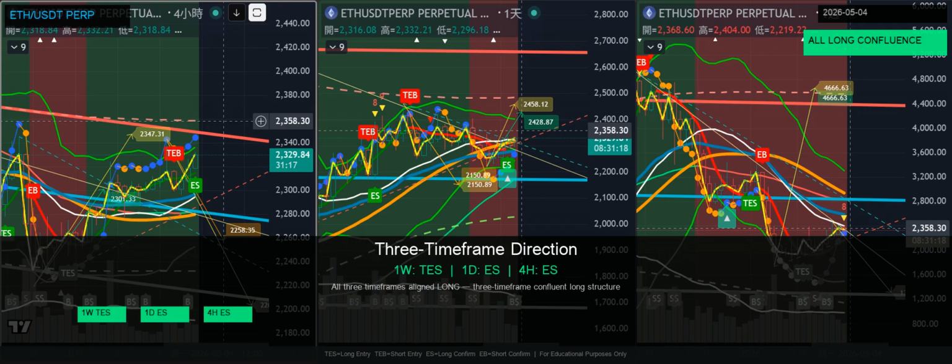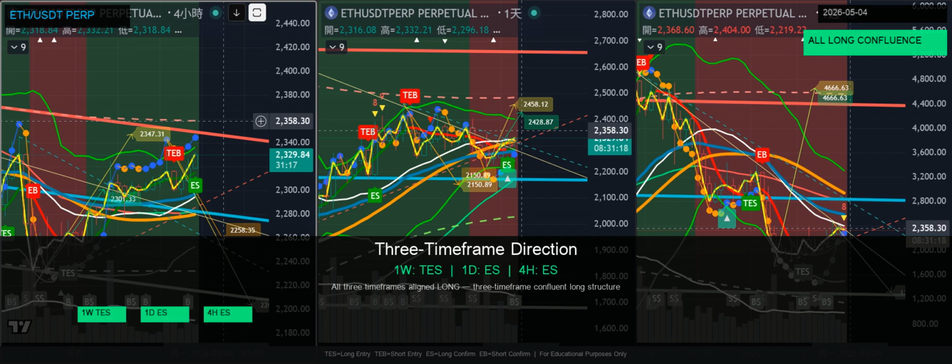Let's walk through each timeframe from the highest to the lowest, starting with the weekly chart. The weekly shows a major EB signal at the top left, which triggered the macro downtrend. Price declined substantially from that level. In the lower right zone, a TES signal has appeared. This is the weekly timeframe signaling a potential bullish recovery from deeply oversold levels.